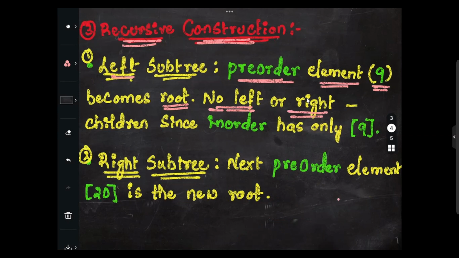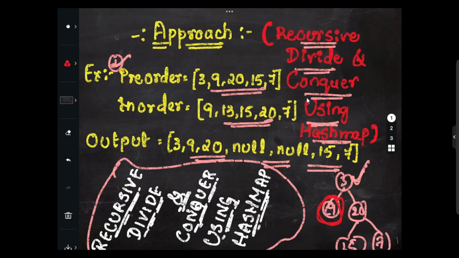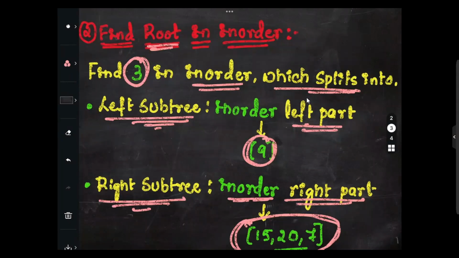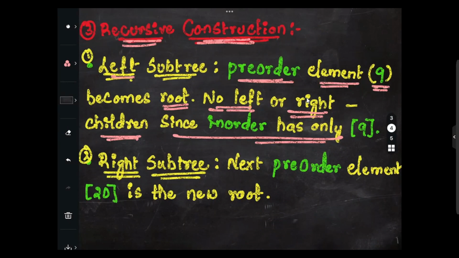This is not having right or left children, since in-order has only 9, right? So here you can clearly see this is not having any children. Since in-order is only 9, what we will do is move on to the right subtree. This is the second part, right?